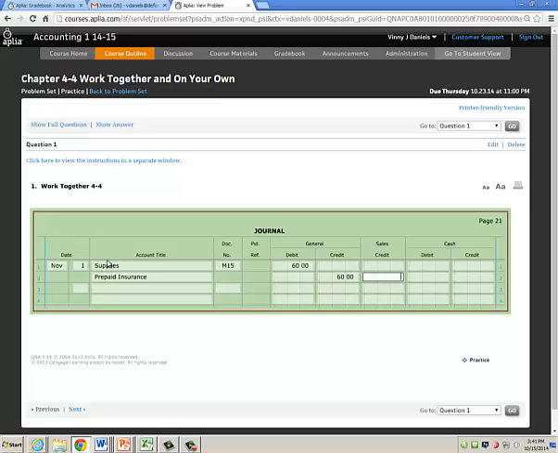I gave supplies the amount it was supposed to have. I got rid of the amount of prepaid insurance. If you did T accounts, you could really draw it out and see how it should look. And M15 is our document number. So that's how you do the first transaction.